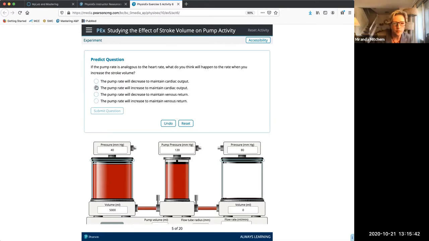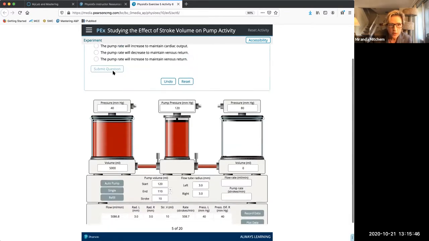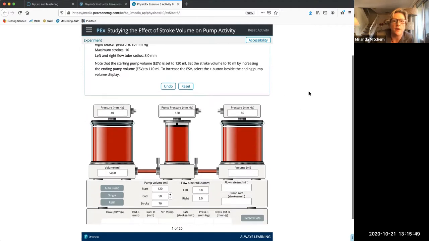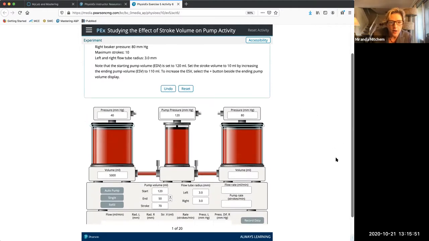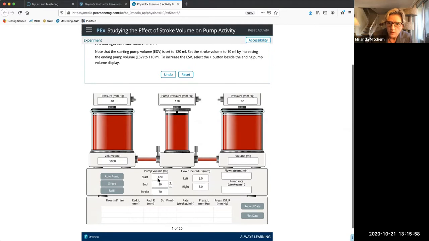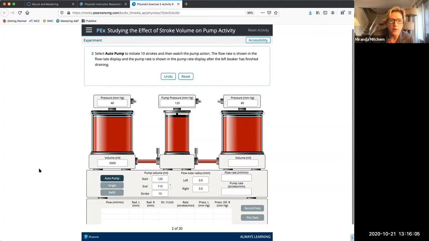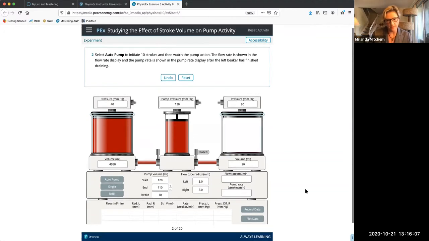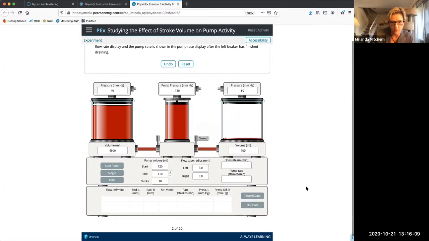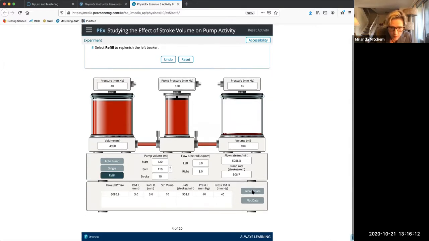Let's go. Why won't it let me go past? There we go. Okay, so now starting pump volume is 120. Set the stroke volume to 10. We just did this. Okay, let's go ahead and do it again. And we're going to hit auto pump again. Maybe it's because I didn't record the data. All right, we've got it there now. Let's refill.